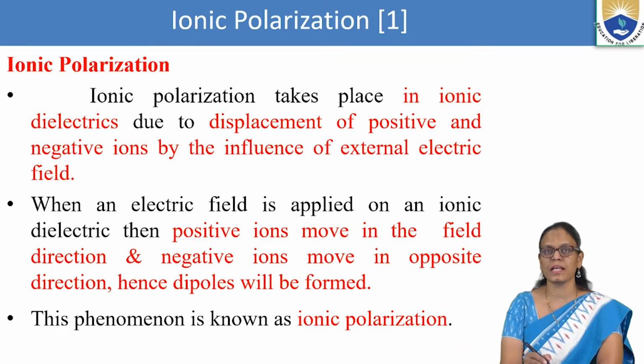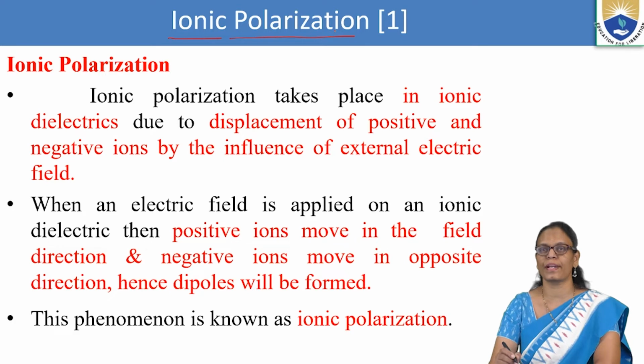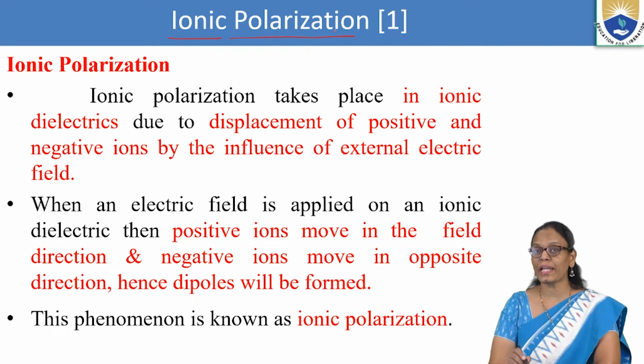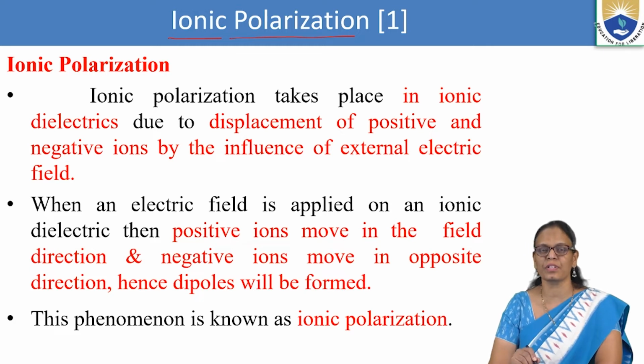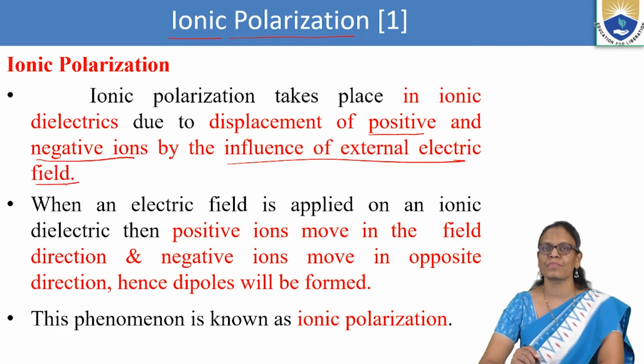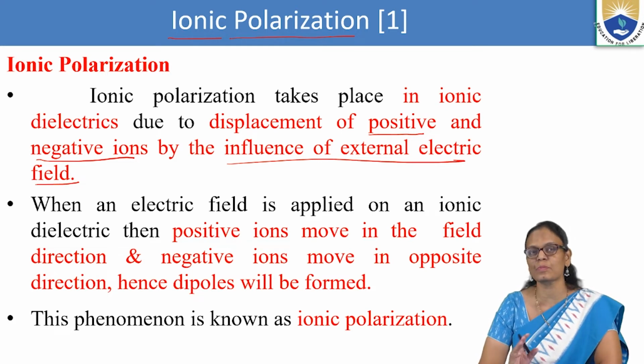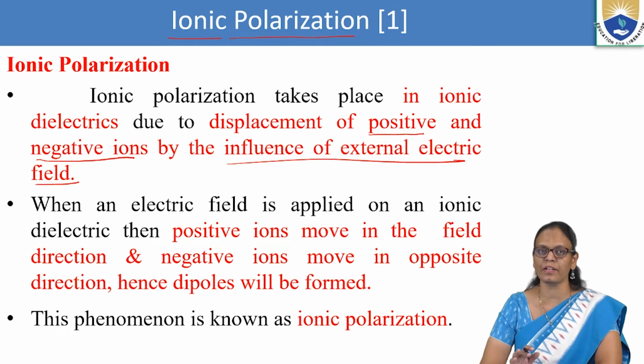The next one is ionic polarization. We are going to discuss ionic polarization. So what is ionic polarization? It takes place in ionic dielectrics due to the displacement of positive and negative ions under the influence of an external electric field. So what is the difference between the two? You need to understand here. It is the displacement of positive and negative ions under the influence of an external electric field.